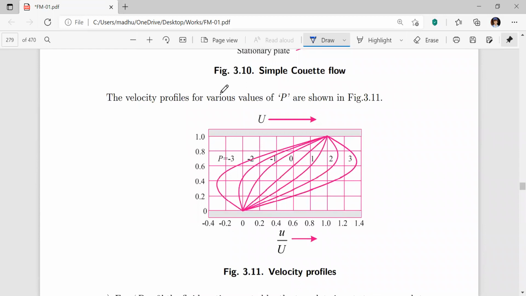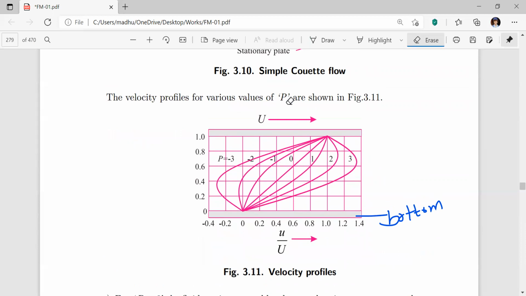The velocity profiles for various values of P are shown in figure 3.1. So u by capital U is plotted on the x-axis, capital U being for the top plate. So there are two plates. This is the bottom plate. For the bottom plate, you have to consider u by U. For the top plate, only U. Here u is equal to 0 for the bottom plate, because the top plate is moving with a capital U velocity, uniform velocity. Now, these are the velocity profiles for various values of P.